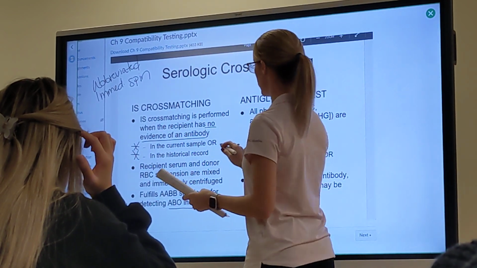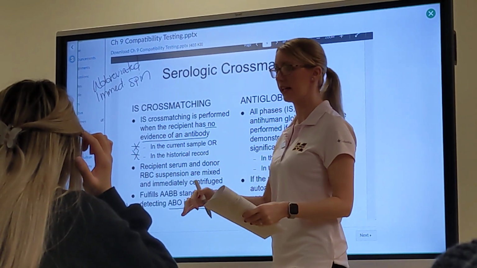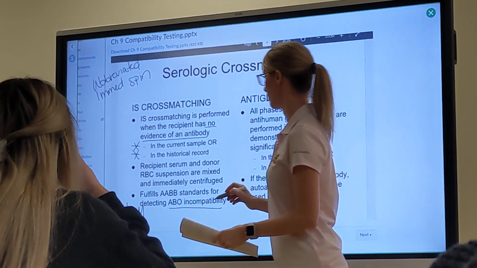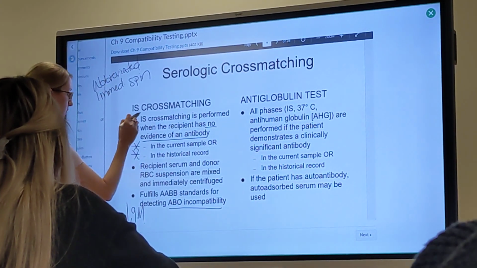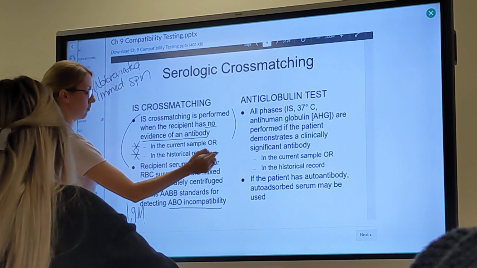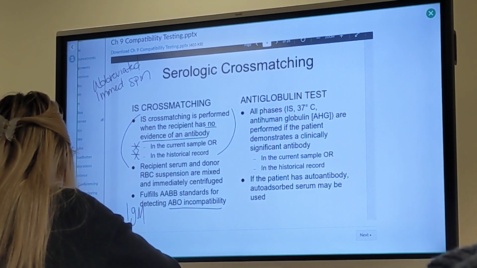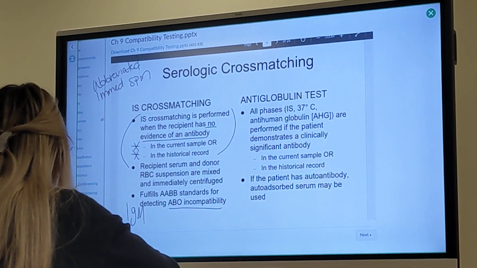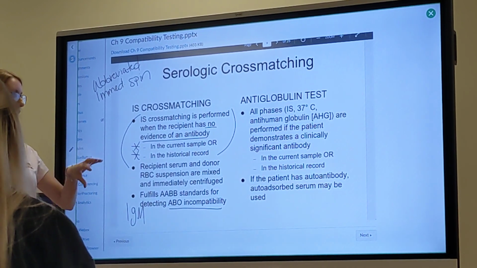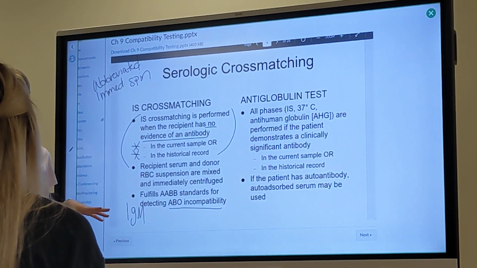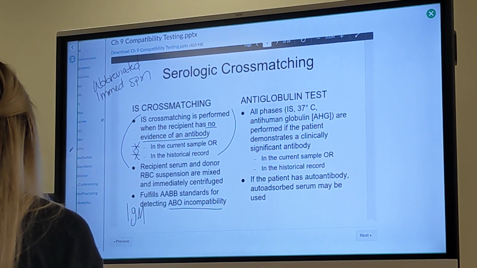And then this part, they can only be done if they don't have an antibody now and have no history of an antibody. You need to know that for the test too. So this first part, you need to know when this is allowed. Only if they don't have a positive antibody screen today or a history of one ever.